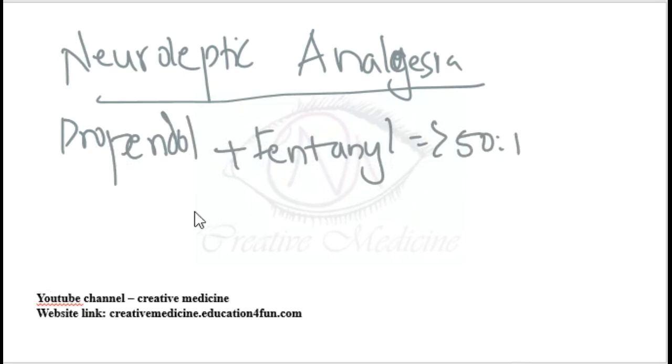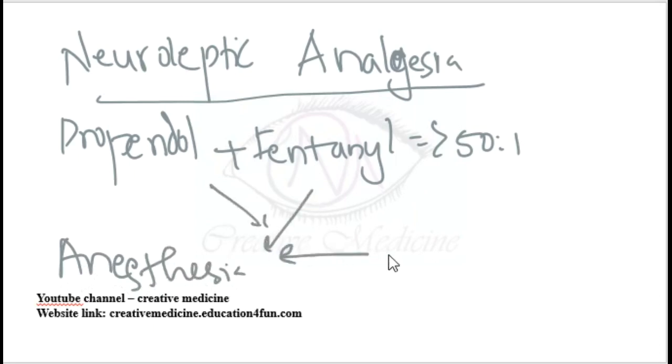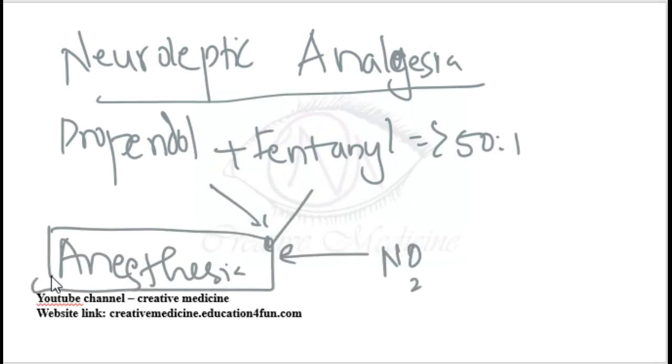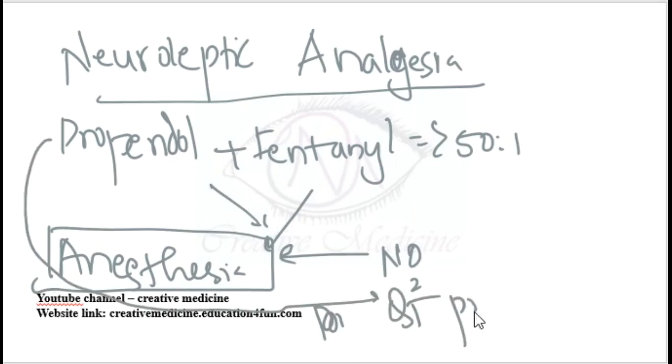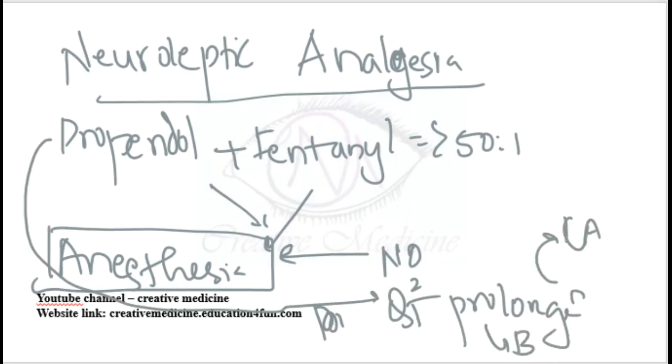In neuroleptic anesthesia, we can use droperidol, fentanyl, and nitrous oxide together. These three are called neuroleptic anesthesia. Droperidol causes QT prolongation, thus causing torsades de pointes leading to cardiac arrest. Droperidol comes with a black box warning.